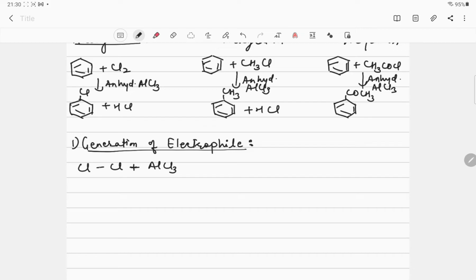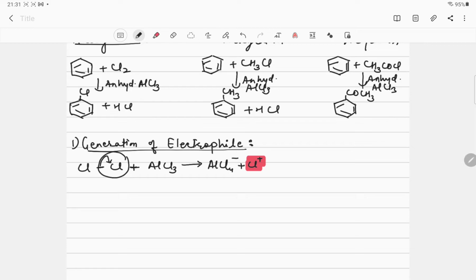So that is why it will cause the heterolytic cleavage of this bond. That is why this pair of electrons will be moving towards this chlorine, and this chlorine along with its pair of electrons will go to AlCl3, and that is how we will get AlCl4 minus plus Cl plus. So this Cl plus is what? This is the electrophile generated. Chloronium ion is the electrophile generated here. Now moving to the next.